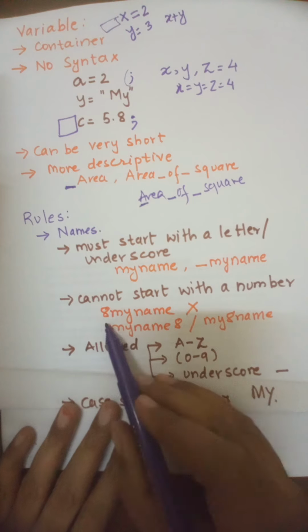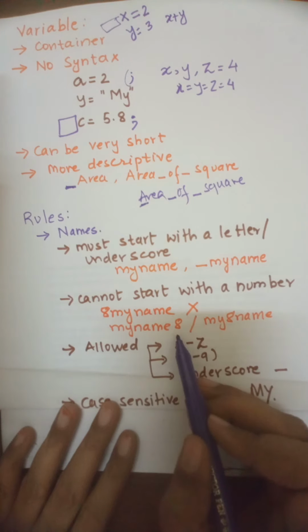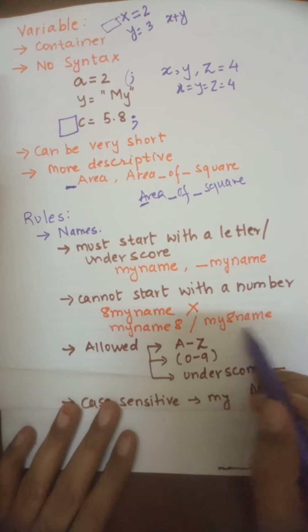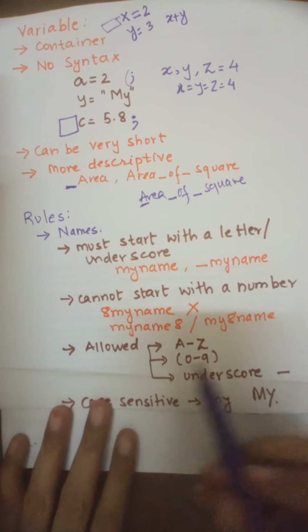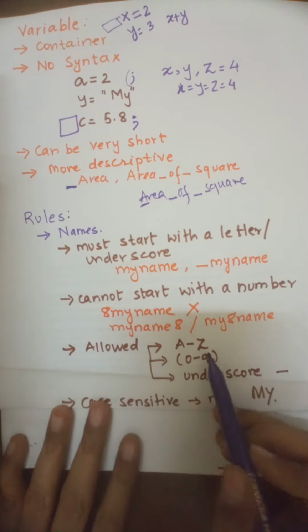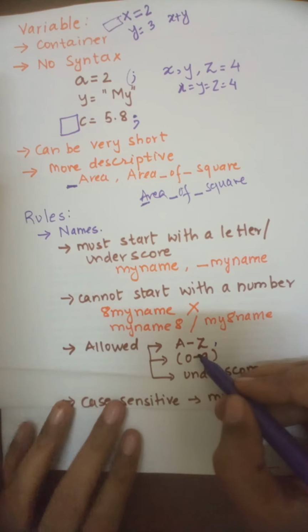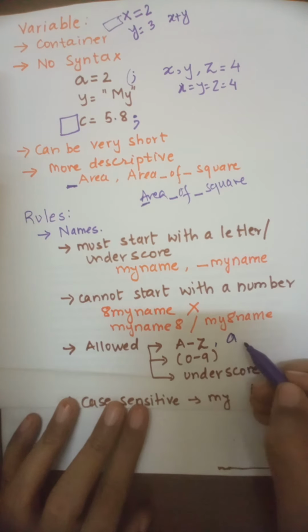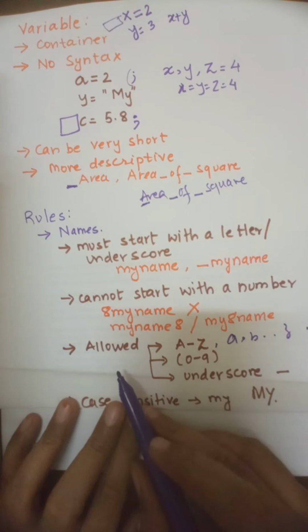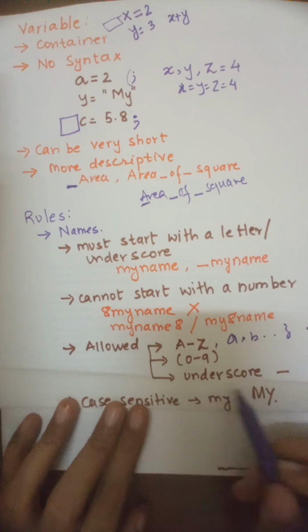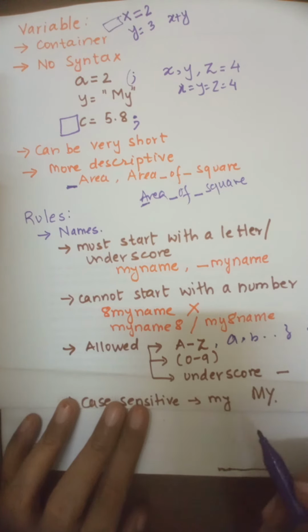A digit can be added at the end. My number 8 is also correct, my 8 number is also correct. That means your variable name cannot start with a number. Now what is the second rule? Uppercase and lowercase characters are allowed. Capital letters are also allowed, and small letters a b c till z are also allowed. Digits are also allowed for writing your variable name, and underscore is also allowed. We cannot use colon, we cannot use semicolon, we cannot use any other special character for declaring the variable name.